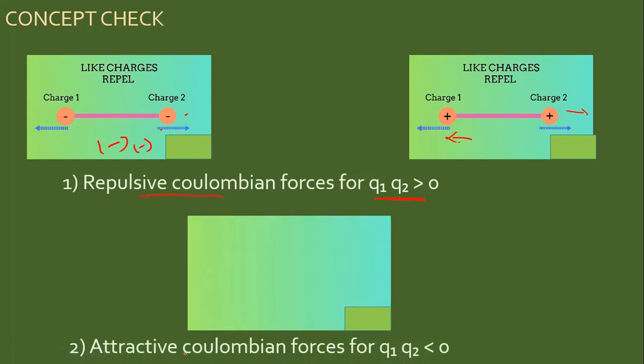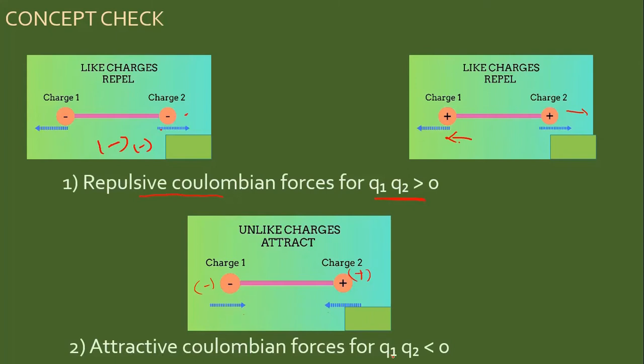Next we have attractive Coulombian forces. For that, Q1 Q2 must be less than 0. Now attractive Coulombian force means the force must be attractive in nature. When will this force be attractive in nature? When we have two unlike charges, that is, if one is a negative charge and the other one is a positive charge. So here what we are finding is that the Coulombian forces point towards each other, that is, this is attractive in nature.